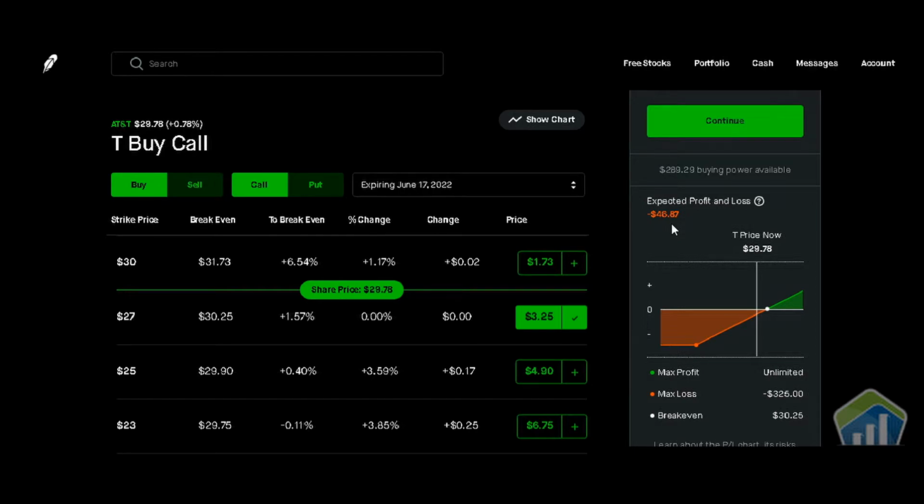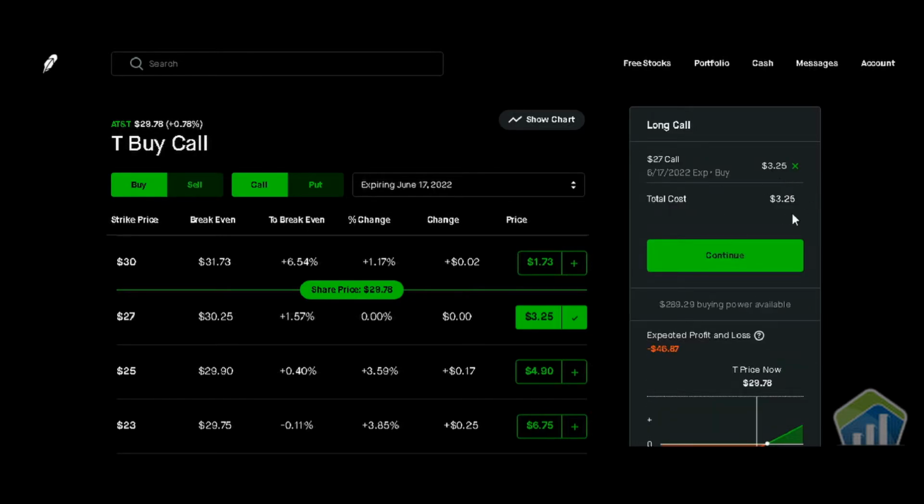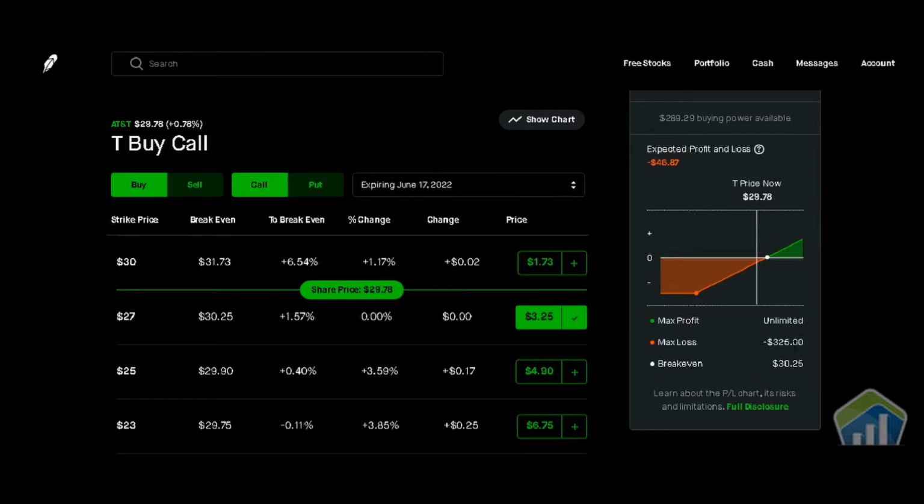Now, you shouldn't really pay attention to being at a loss of $46.87 right now, because remember, you're paying $325 for this particular option. Total cost $325, total loss is $325, which means if you go all the way down here to $26.86, you hit your full total loss. So if it drops down to $27, you're at a total loss. It can continue to go down to $25 and go to zero. You're not going to lose any more money than that.